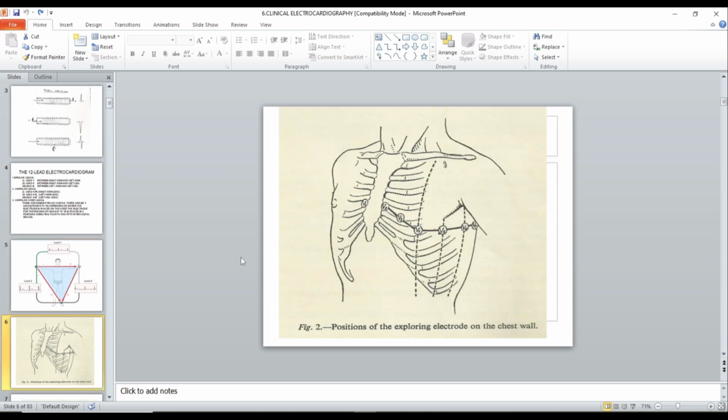The chest leads are placed on the chest and are labeled as V1 to V6. V1 lead is applied in the fourth intercostal space on the right side of the sternum, while lead 2 is in the fourth intercostal space on the left side of the sternum, lead 4 in the mid clavicular line, and lead 3 in between 2 and 4. Lead 5 is in the anterior axillary line, and lead 6 in the mid axillary line.